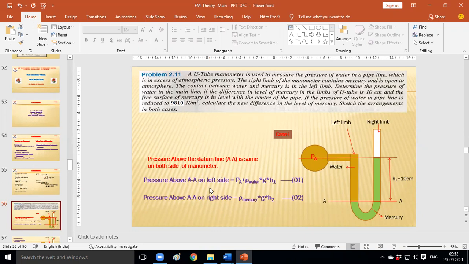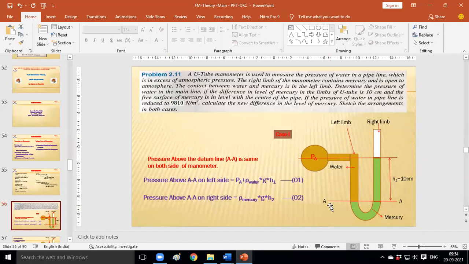In the first case, the figure is not given to you. From the numerical statement, we can draw the figure, as we know how to draw the manometer and its connection to the pipe. One tube of the manometer is open to the atmosphere and the other end is connected to the pipe, and the pipe is shown by a circle. Through this pipe, water is flowing, and this is mercury. The level difference of mercury is mentioned as 10 centimeter.